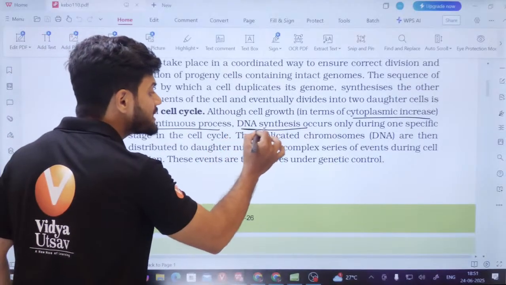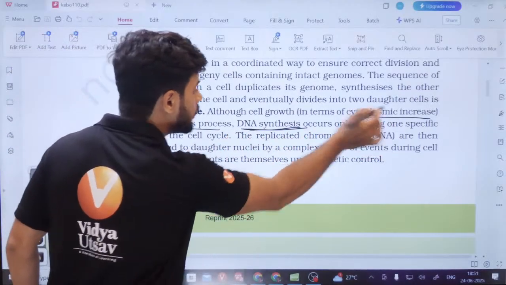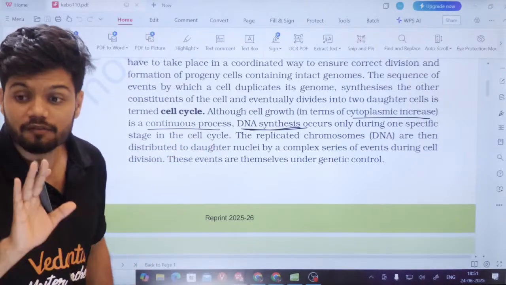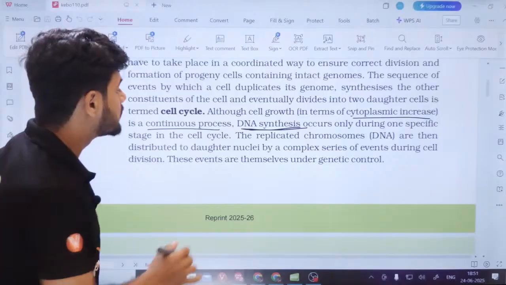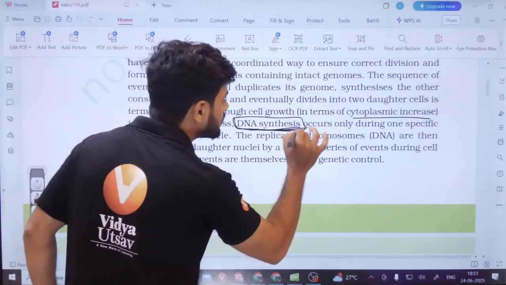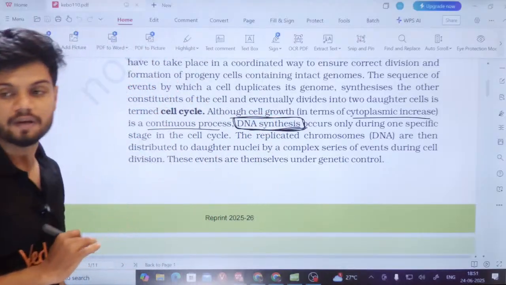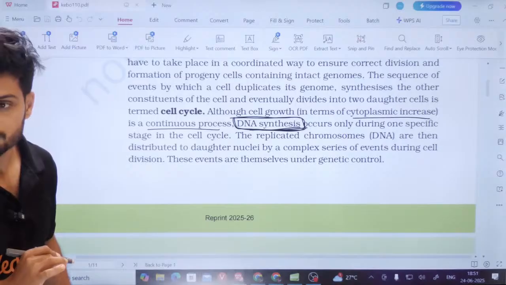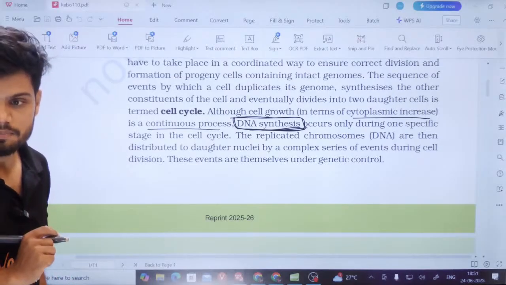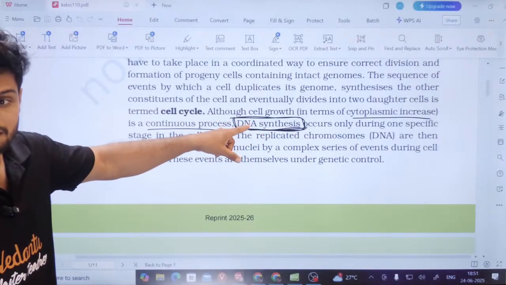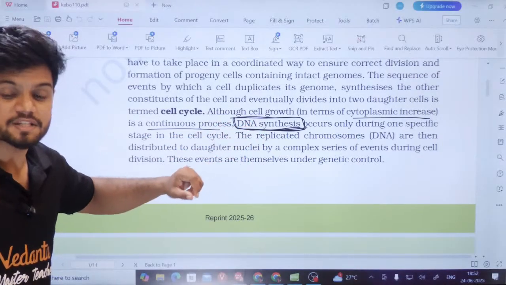Although DNA synthesis occurs only during one specific stage in the cell cycle. Students, can anyone tell me where the entire DNA synthesis happens? The actual DNA synthesis happens in which phase? DNA replication happens in the S phase.